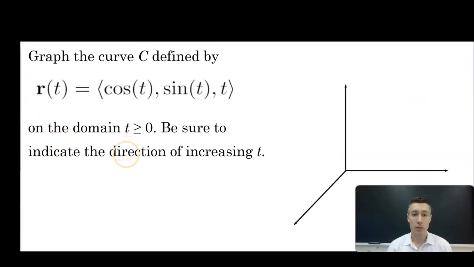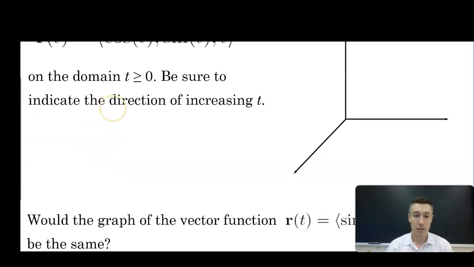Now let's move into 3 space. So graph the curve C defined by r of t being cos t, sine t, t on the domain t is greater than or equal to 0. Be sure to indicate the direction of increasing t. So same start, let's make a table.